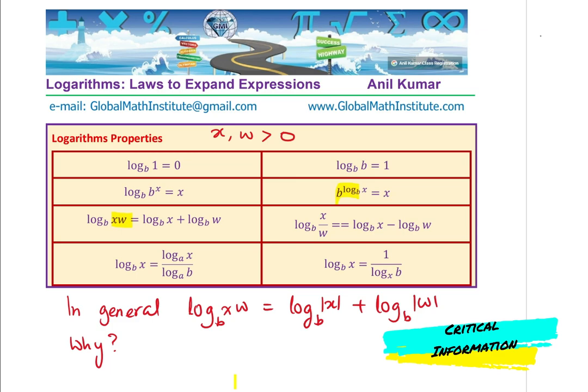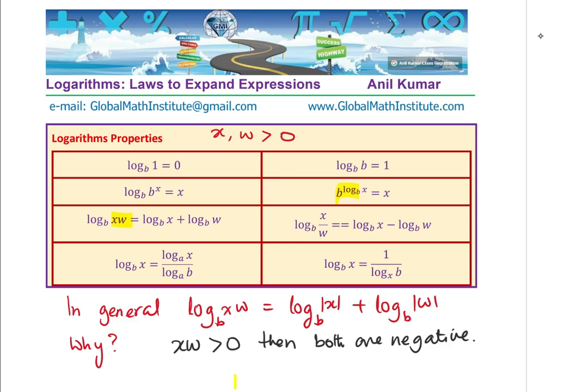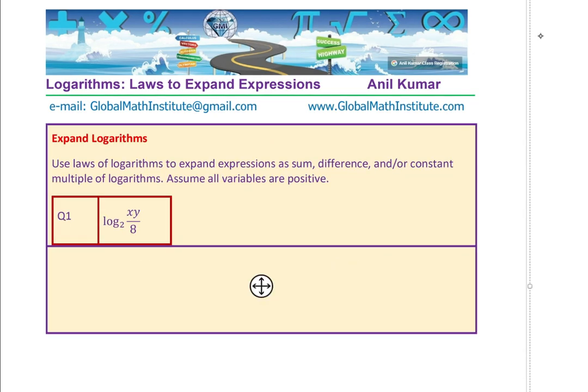Well, it is important to note that if you have x times w defined as greater than 0, then there is a possibility that both are negative. You get the idea. So if both are negative, their product is going to be positive, right? And that is where this form is very helpful. So I hope you got the key. That's a very important point to understand as we move forward. Perfect. So let's take up these questions one by one and go through their solutions.